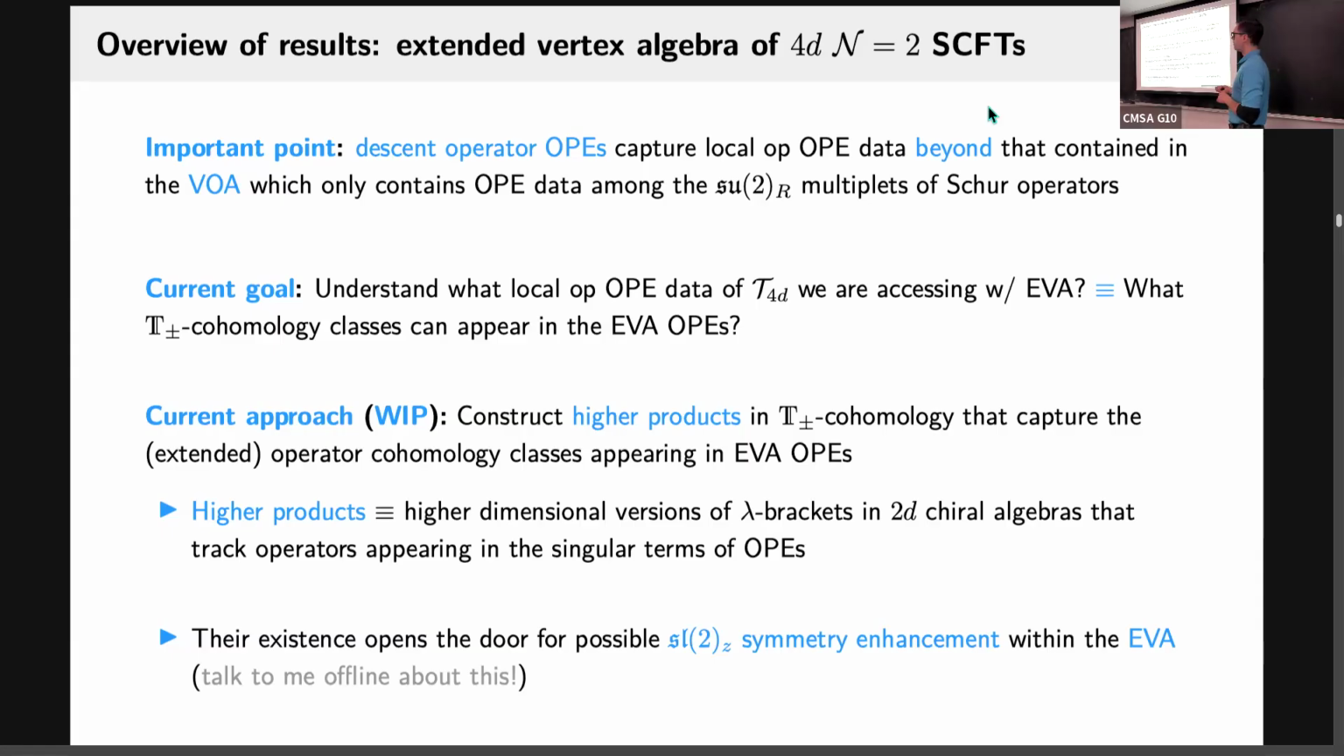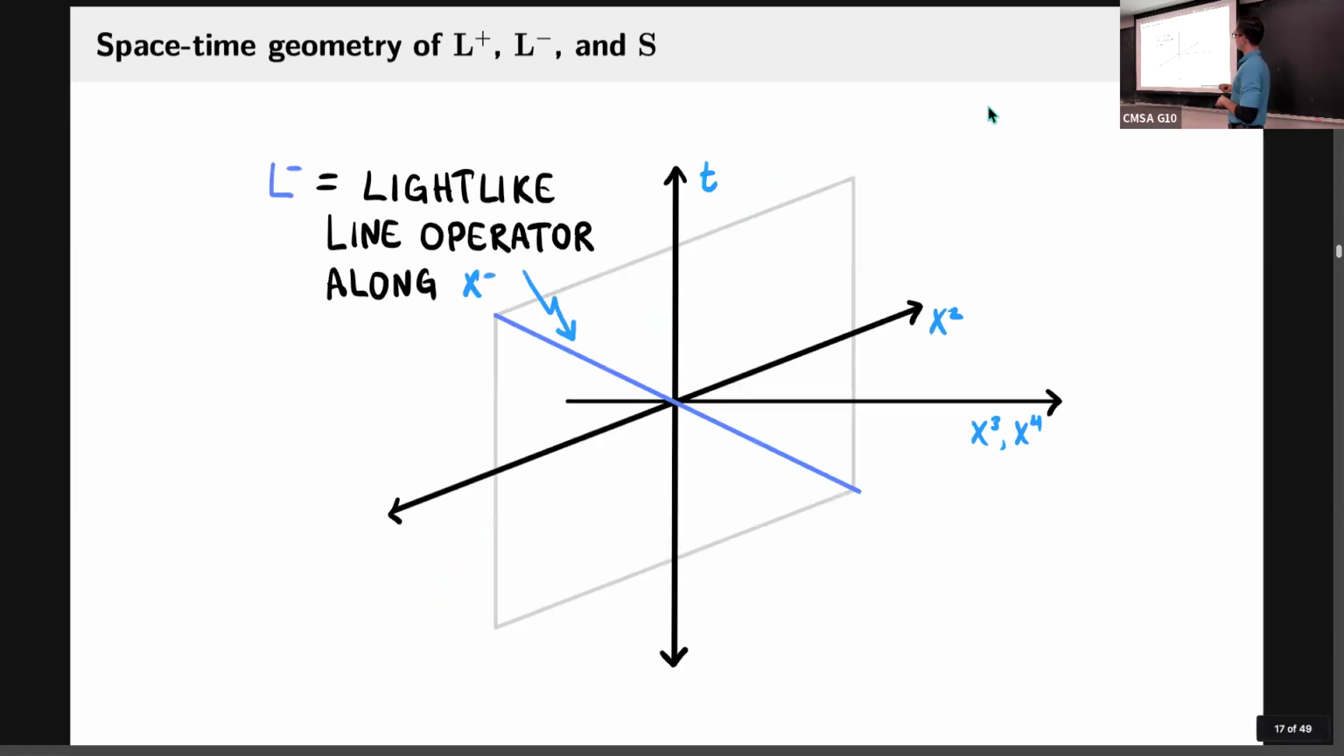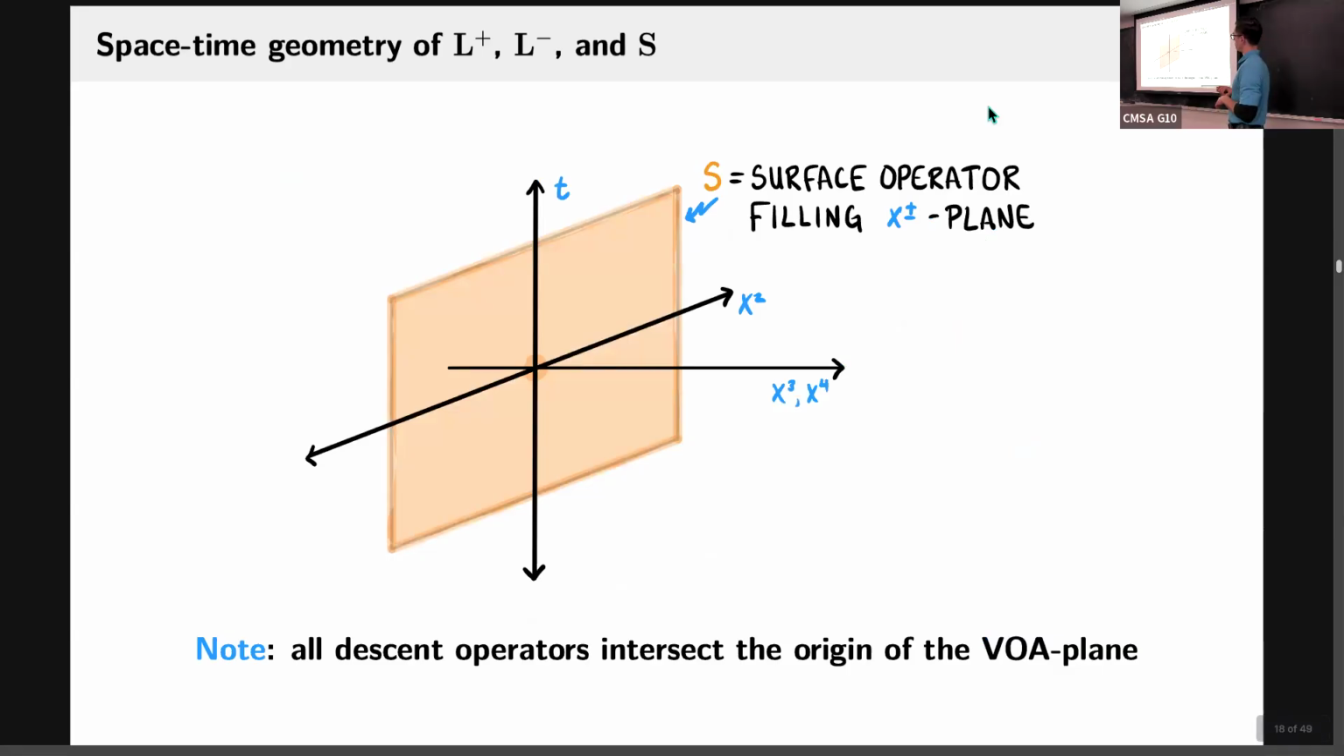Okay, so now I just want to give a really high-level geometric overview again, to establish some geometric intuition for what's going on. Here, in the coordinate system, I now have the VOA plane extending to the right. And orthogonal to it, sitting in the plane of the page, is this Minkowski 2 plane, which is going to be where all the support of these descent operators is. In the case of this L plus line operator I told you about, it's actually light-like. So it lives on this X plus light ray of this Minkowski 2 plane. And orthogonal to it, this L minus line sits on the orthogonal light ray, the X minus coordinate. And then we have our surface operator S, which fills this whole Minkowski plane. The thing to note about the geometry of all these descent operators is that, based on how they're constructed from a Schur operator located at the origin, they all end up intersecting the origin of this VOA plane.